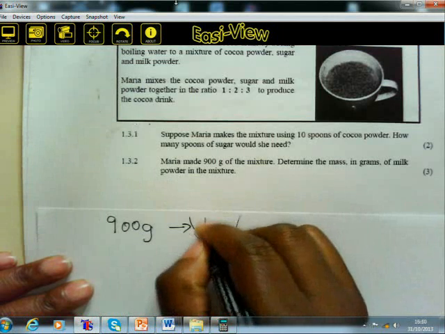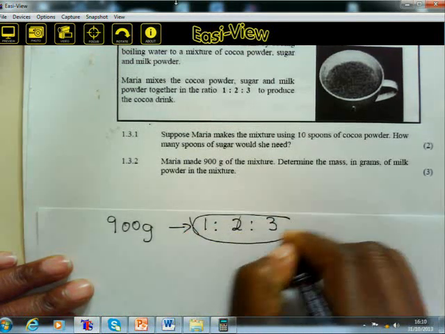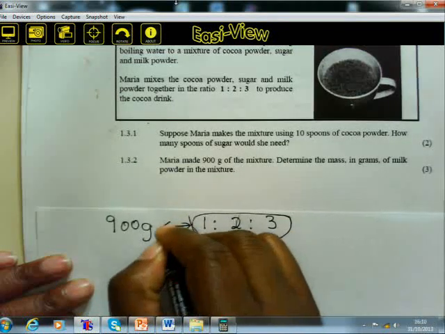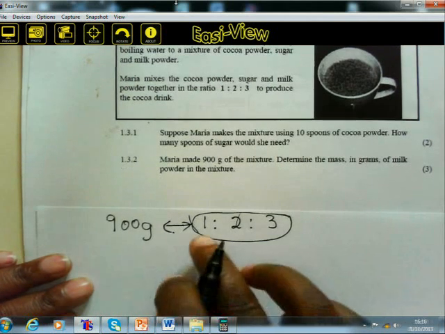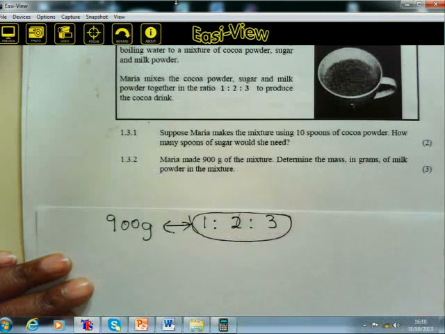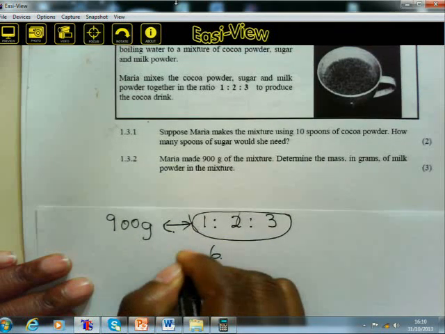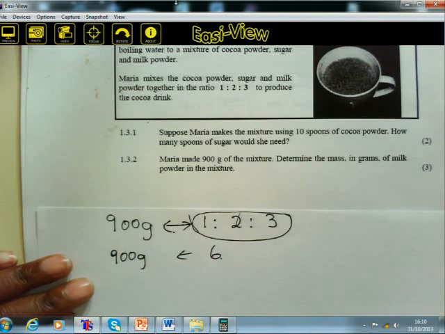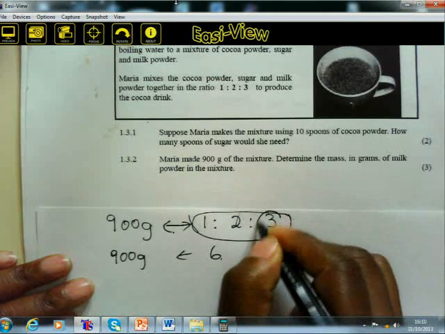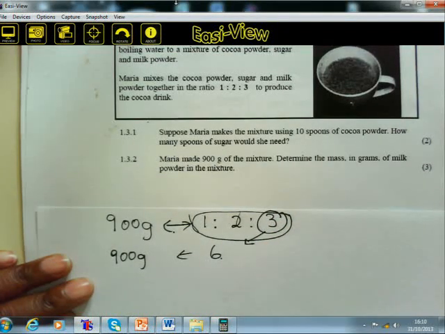Remember the ratio, 1:2:3. She used this ratio to make a mixture of 900 grams. So these whole numbers, when we add them, it gives us 6, which she used to get 900 grams of the mixture. But we are interested in the milk powder. What will be the grams of the milk powder?